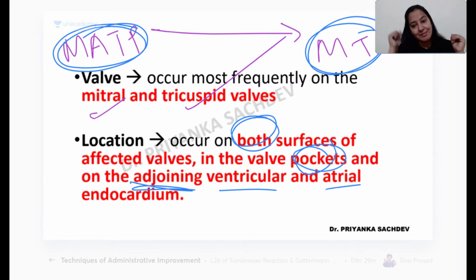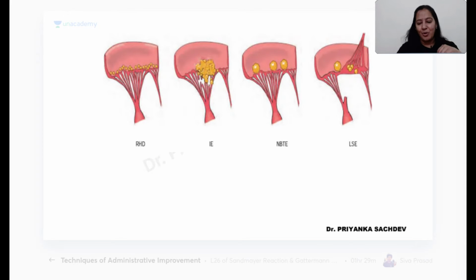Have you got it? If you got it, give me a thumbs up. If you have any doubt, write your specific doubt. Otherwise, give me a thumbs up. I want everyone to participate. So give me a thumbs up if you got it. Yes or no? So that is the location.